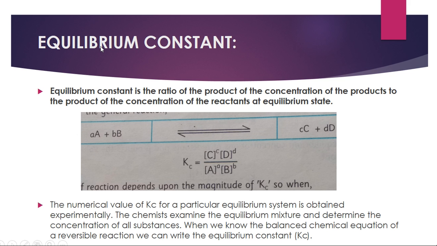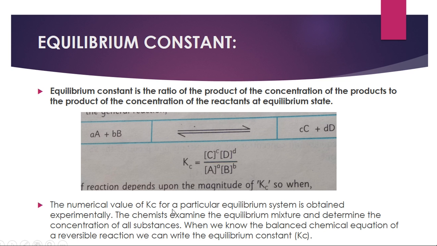Before going to units of equilibrium constant, let me remind you equilibrium constant. Equilibrium constant is the ratio of the product of the concentration of the products to the product of concentration of the reactants at equilibrium stage. So this is Kc, which is equal to the ratio of products to the products of reactants. So this chemical equilibrium expression is for this equation at equilibrium stage.